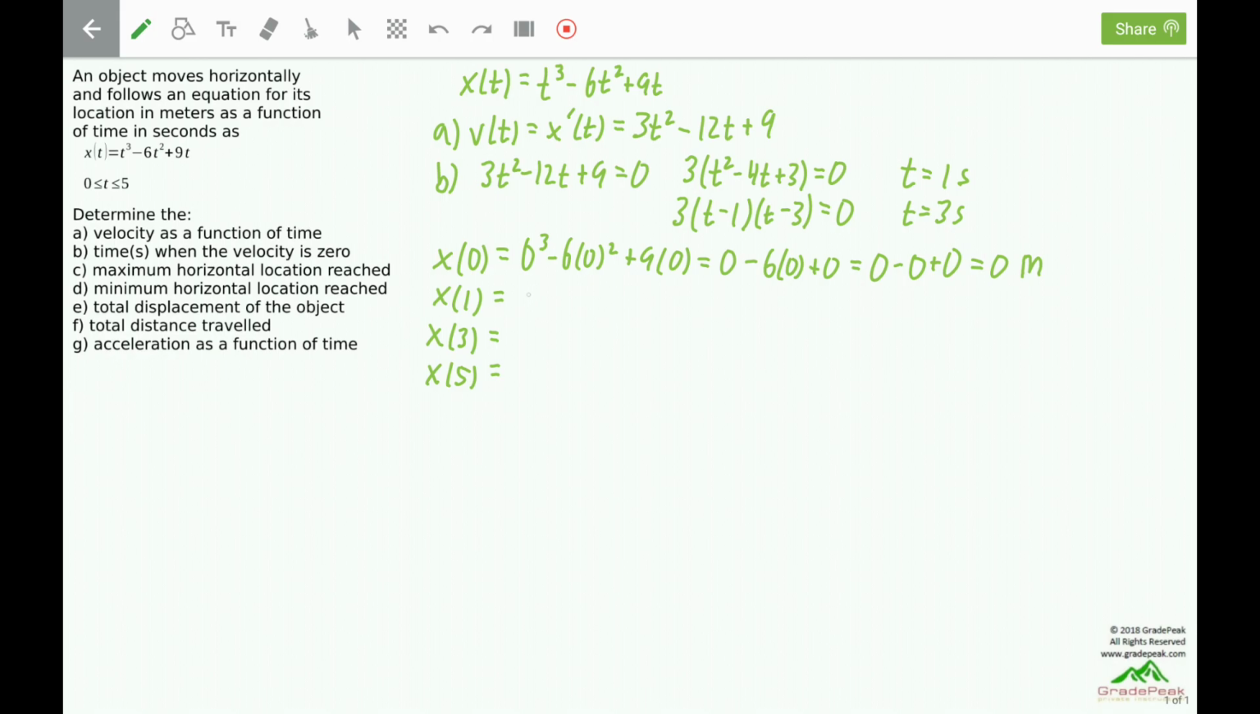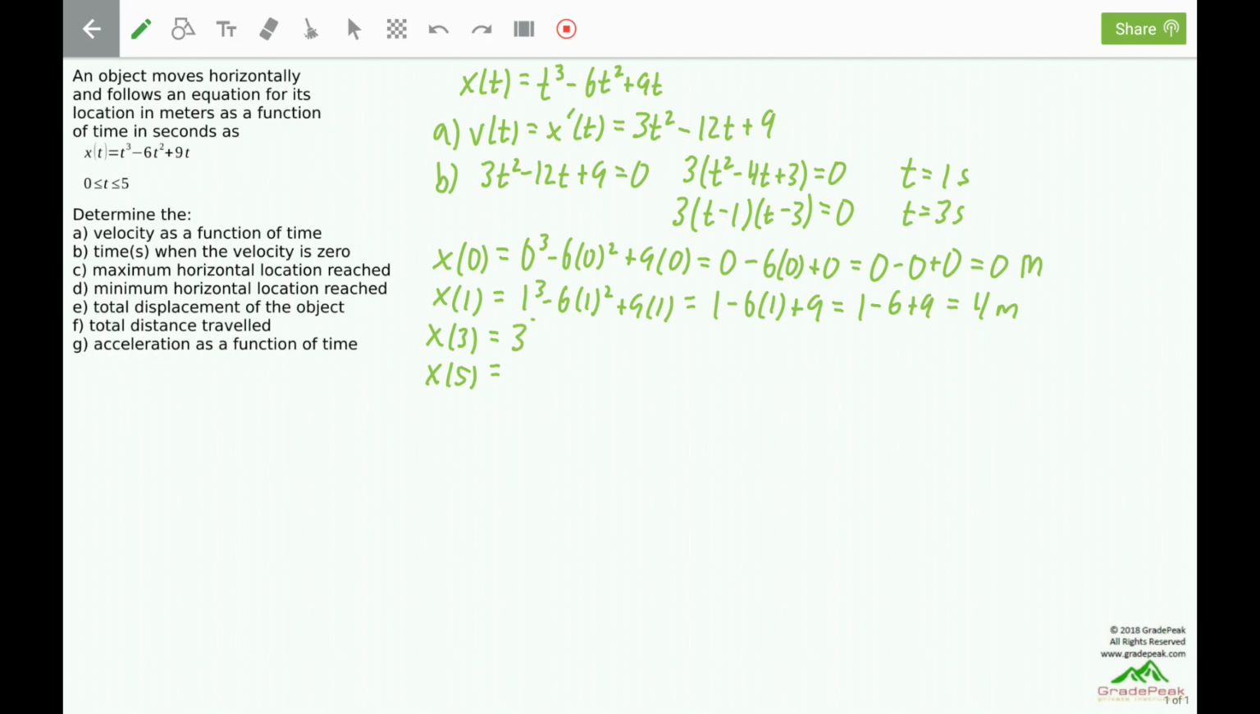X of 1 will be 1 cubed minus 6 times 1 squared plus 9 times 1. 1 cubed is 1, minus 6 times 1 squared is 1, plus 9 times 1, which is 9. 1 minus 6 times 1 is minus 6, plus 9. 1 minus 6 is negative 5, plus 9 is 4. It'll now be at 4 meters.